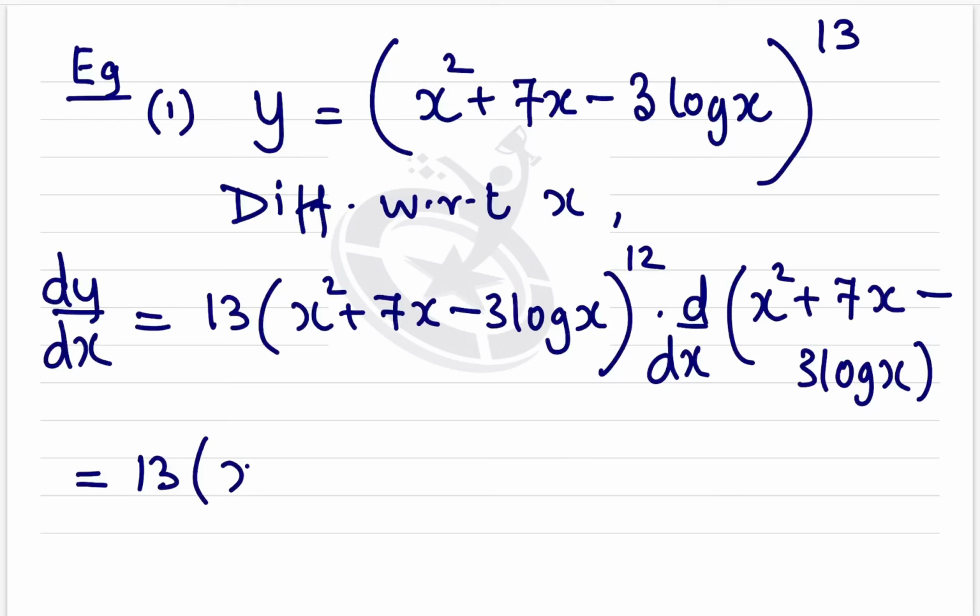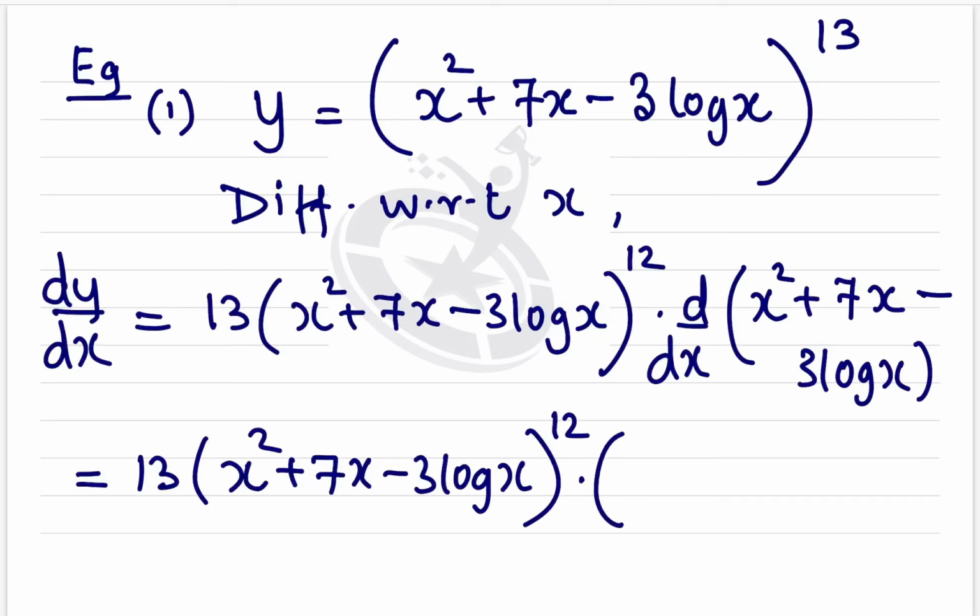Now take the derivative of the bracket also. So this becomes 13 times x square plus 7x minus 3 log x raised to 12 into वो bracket का derivative बताइए. Bracket का derivative will be 2x plus 7 into x का derivative is 1 तो 7 minus 3 into log x का derivative is 1 by x.